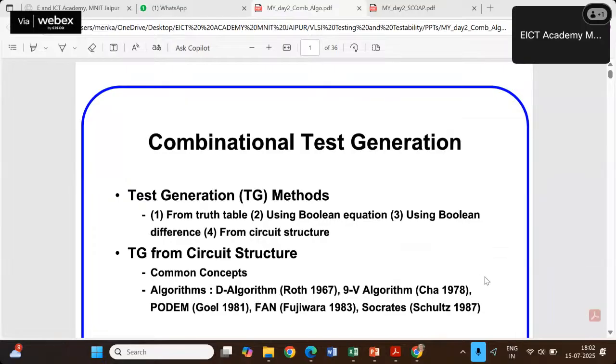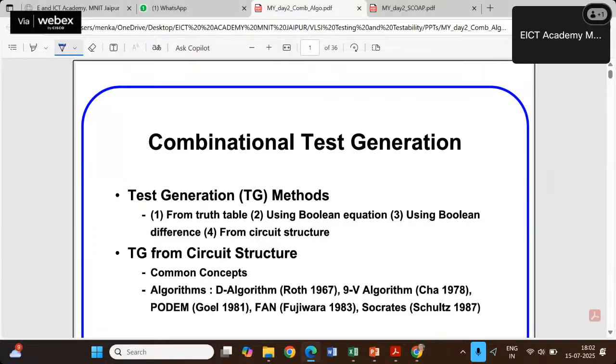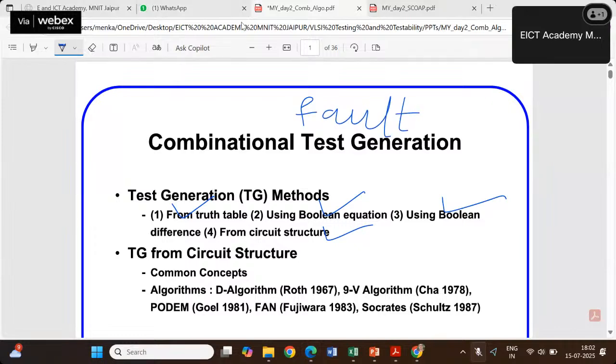Now we are going to start the combinational test generation methods. What are the different methods for combinational test pattern generation? There are four types of methods. First one is from truth table, from Boolean equation, from Boolean difference method, and from the circuit structure. In the morning we figured out that there are four fault simulation techniques. Fault simulation techniques means there is a fault and we are going.